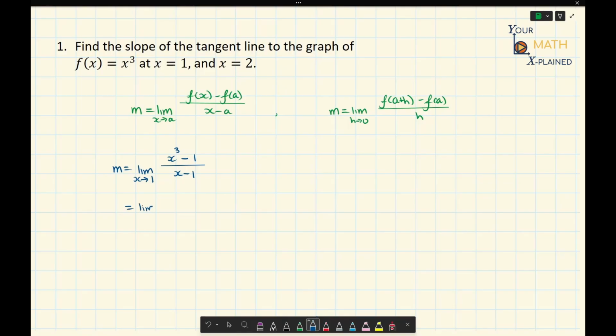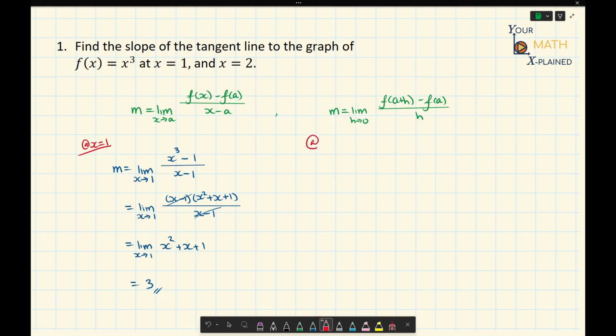So we get the limit as x approaches 1, and this will be x minus 1 times x squared plus x plus 1, and we have over x minus 1. So now the factor x minus 1 can cancel, and we're left with the limit as x approaches 1 of x squared plus x plus 1. And here we can just do a direct substitution, and we get this is equal to 3. So this one is for the slope at x is equal to 1.